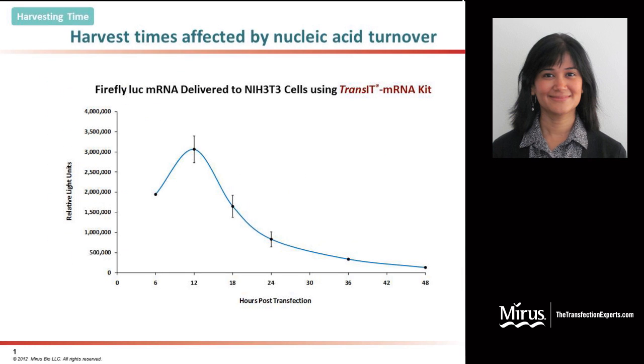The harvesting times are also affected by issues related to nucleic acid turnover. Here is an example of Firefly luciferase mRNA that is delivered to NIH-3T3 cells using our Transit mRNA kit. As you can see here, possibly related to the issues of mRNA stability and turnover, earlier harvesting time points, such as a 12-hour time point post-transfection, are ideal for harvesting in this case. Before and after this time point, there is a rapid decrease in the level of expression of luciferase.